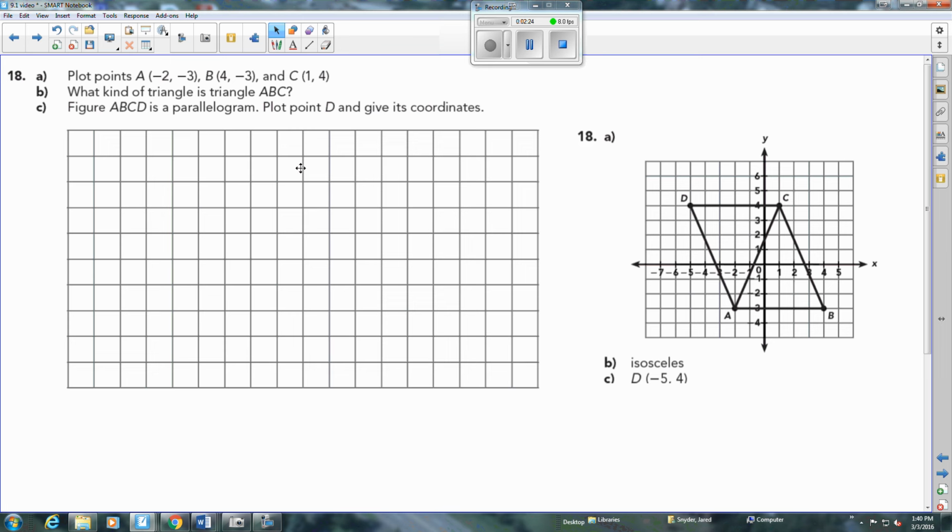You get -2, -3, 4, -3, and 1, 4. What kind of triangle is ABC? It's an isosceles triangle. It only has two equal sides. And then figure ABCD is a parallelogram. Plot point D, and give its coordinates. So we have point D right there. That makes that a parallelogram. And its coordinates are -5, 4.